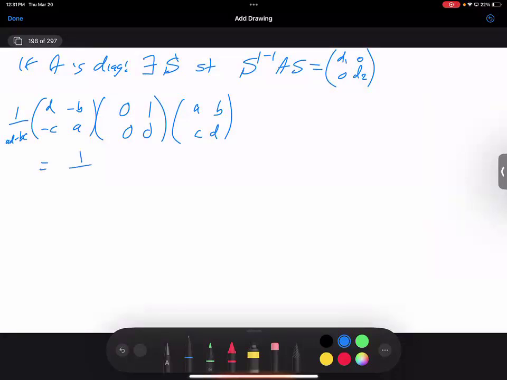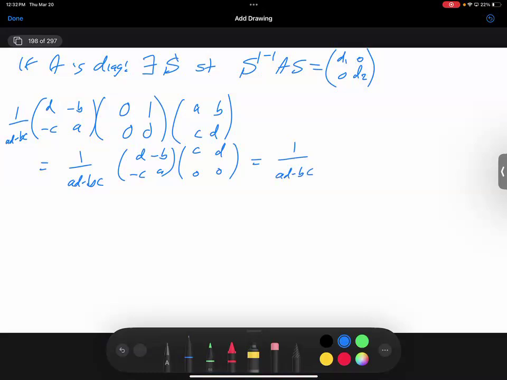So this is going to be 1 over AD minus BC, times D, minus B, minus C, A. And now we've got 0, 1, 0, 0 times A, B, C, D. Oh, that's going to be lots of zeros. For the first one, we're going to get C, and then we're going to get D, then we're going to get 2 zeros. So then you get 1 over AD minus BC. And now we're going to get DC for the first one, I think. And then D squared for the second. And then we're going to get minus C squared. And then we're going to get 0.